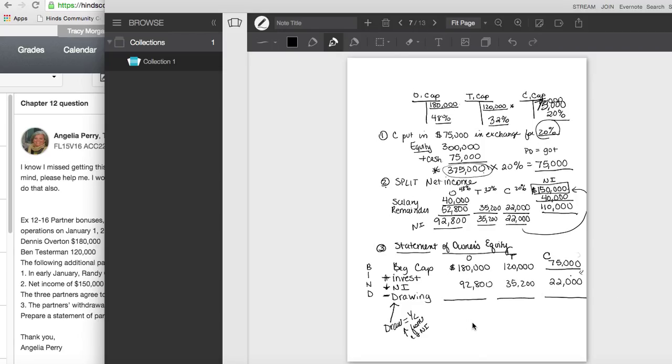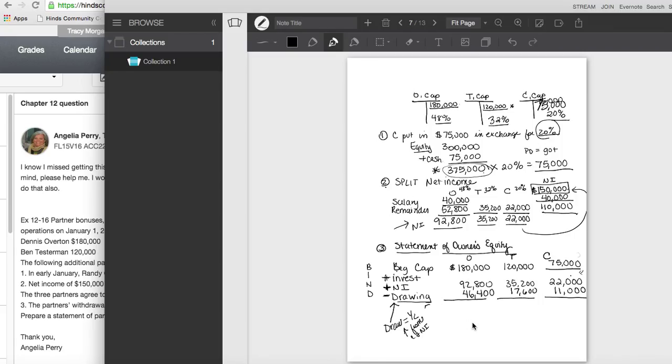And then net income was divided up this way: 92.8, 35.2, and $22,000, and that is an increase to the capital account. And it says that drawing, we're going to assume that they took out half of what they got in this chart up here. So what you'll do is just take half of that, 92,800 divided by 2 would be 46,400. Half of 35,200 is 17,600, and half of 22,000 would be 11,000.